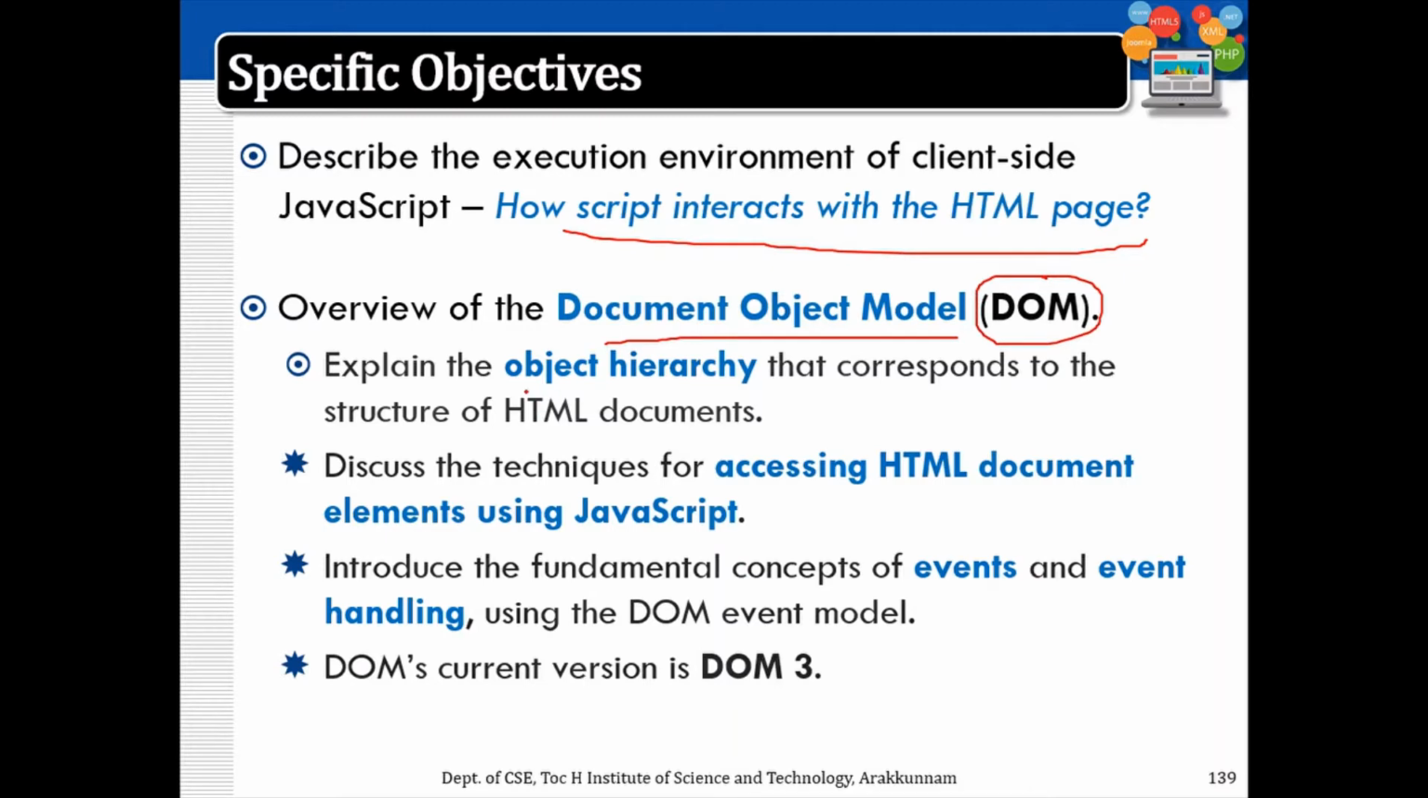We will first explain the object hierarchy that corresponds to the structure of an HTML document. Then the techniques for accessing HTML document elements using JavaScript. And finally, we will be learning the concepts of events and event handling using the DOM model. The current version of DOM is DOM 3.